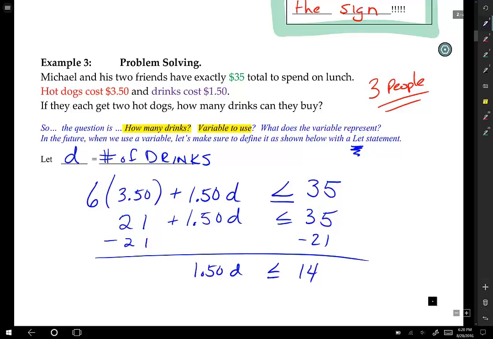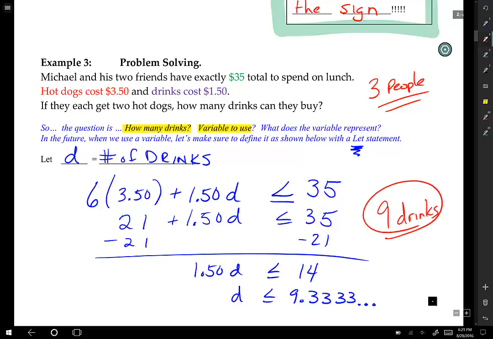Now we're going to divide both sides by $1.50. So you can do this in your head if you wanted to. You'd have to divide by 1.5. All right, if you can't do that in your head, then take out your calculator and divide 14 by 1.5. You're going to get 9.3 repeating. Can't really buy a third of a drink. So how many drinks can they buy? They can buy 9 drinks. So let's make sure we answer the question. 9 drinks. Pretty simple, pretty straightforward.